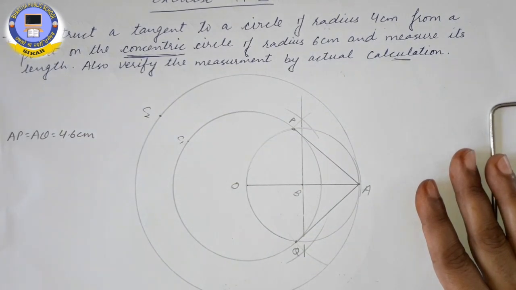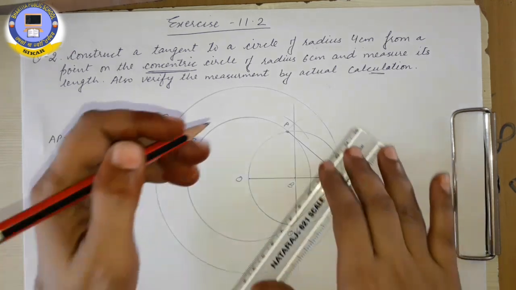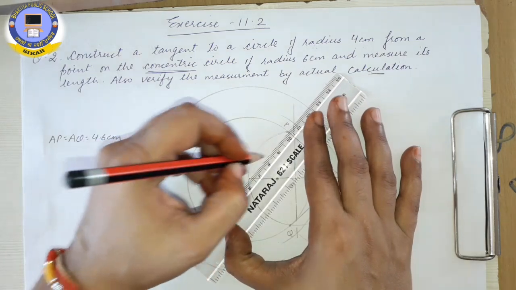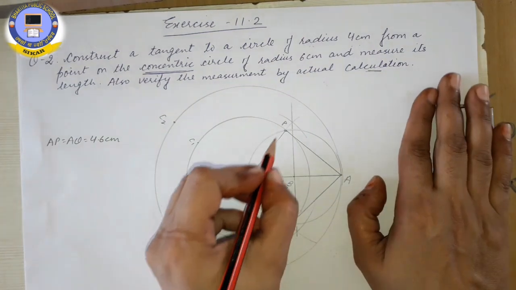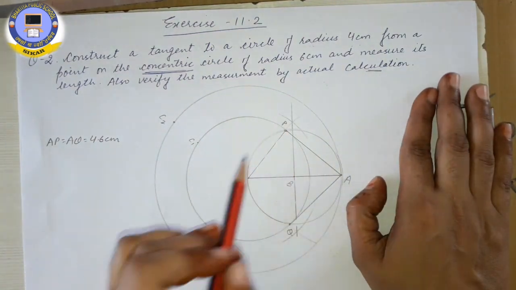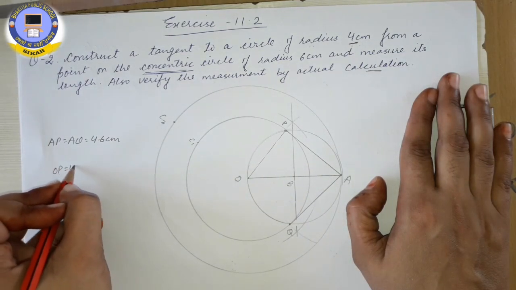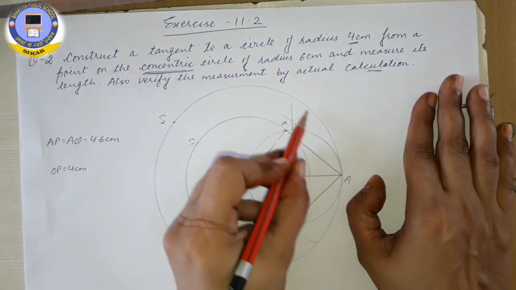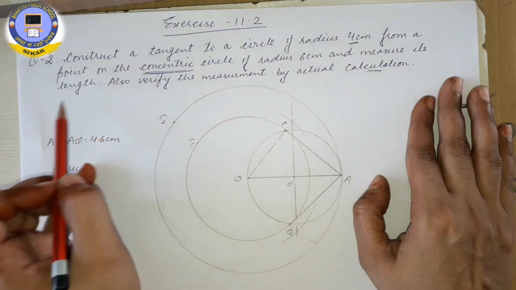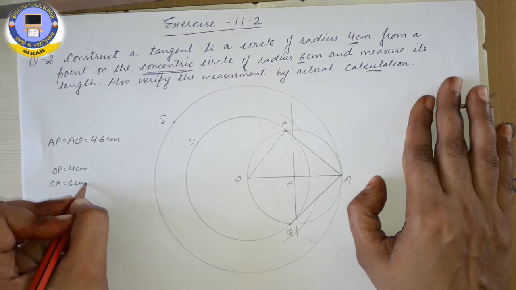Now you have to verify by actual calculation also. Now see, 10th class, how will we calculate it? We will join OP. Now see, OP is radius for C1 and it is given already 4 centimeter. So length of OP is equal to 4 centimeter. What about OA? OA is radius for C2, which is also equal to 6 centimeter. It is also given. So OA is equal to 6 centimeter.